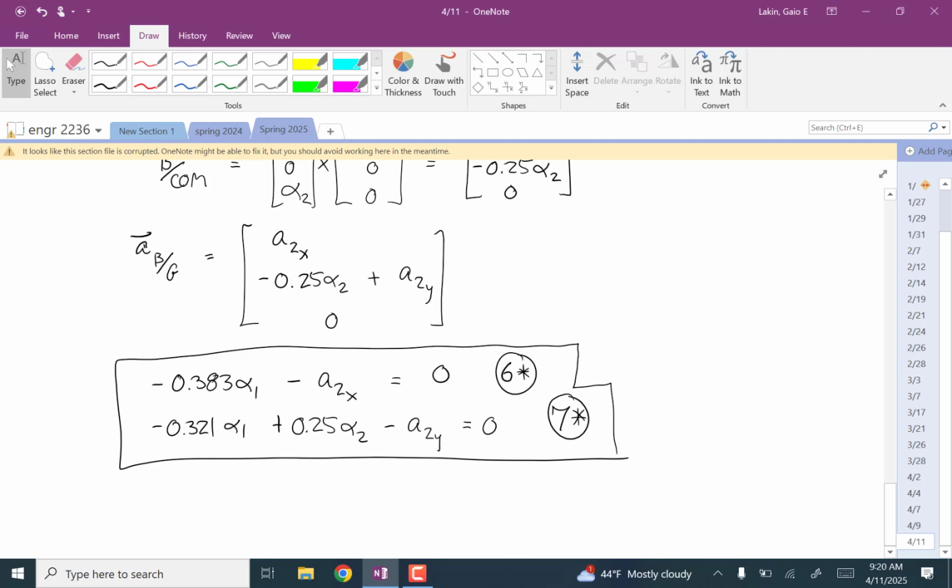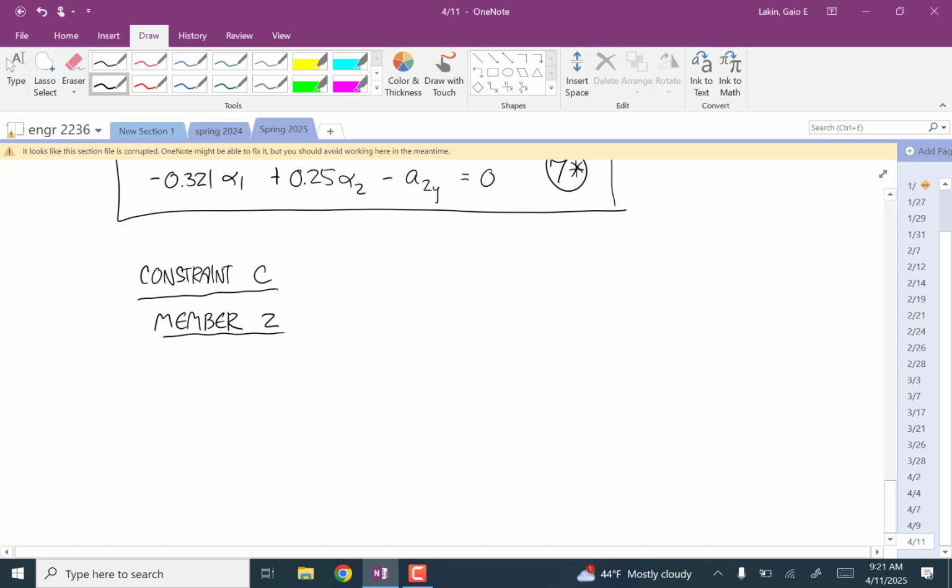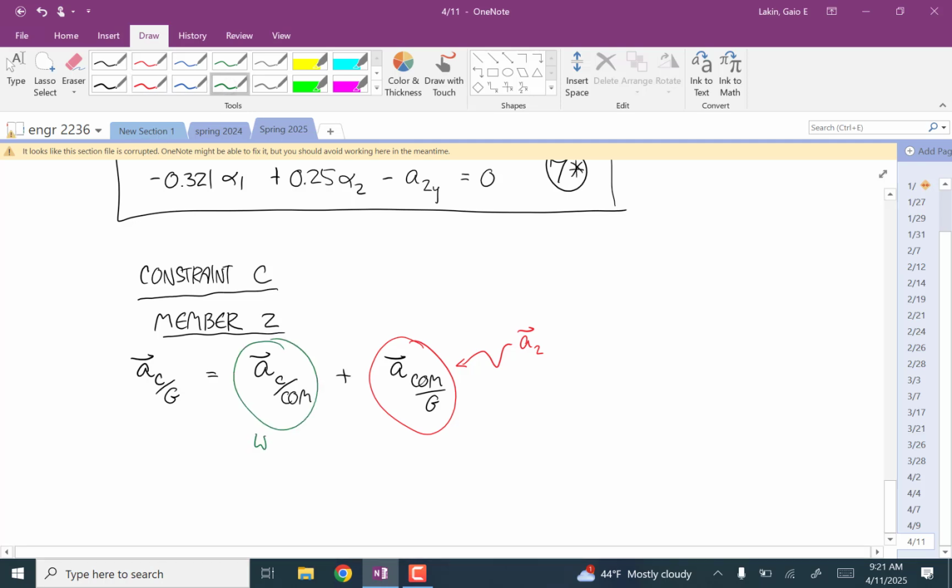Any other questions about that pair of constraint equations? And now, with the 4-bar linkage, we have another pin joint. So we have to go to the constraint at C. The pin joint C connects member 2 and member 3. So I'm going to start with member 2. Two doesn't have a fixed point, so the acceleration at C relative to the ground is equal to the acceleration at C relative to the center of mass of body 2, plus the acceleration of the center of mass of body 2 relative to the ground. And this is our A2. And this is the watermelon equation.